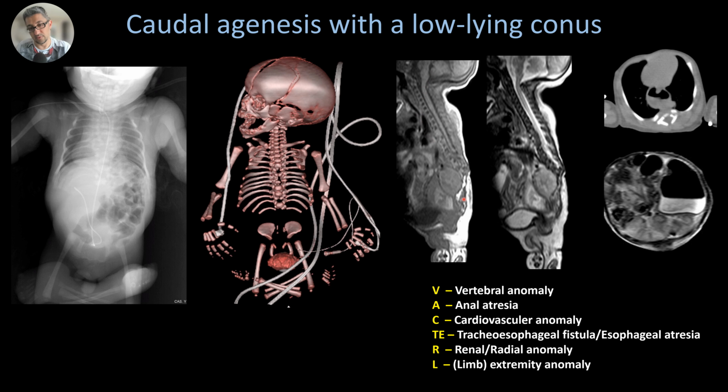As on the sagittal MRI images, we can see the sacral agenesis with high conus. There is horseshoe kidney anomaly, esophageal atresia. The patient clinically had anal atresia as well. So this was a complex anomaly. And when there is sacral agenesis or anal atresia, these patients may need further investigation for these associated anomalies.